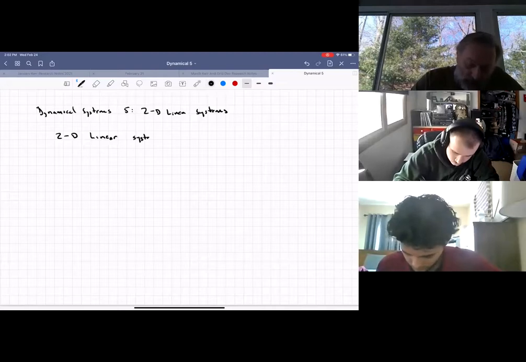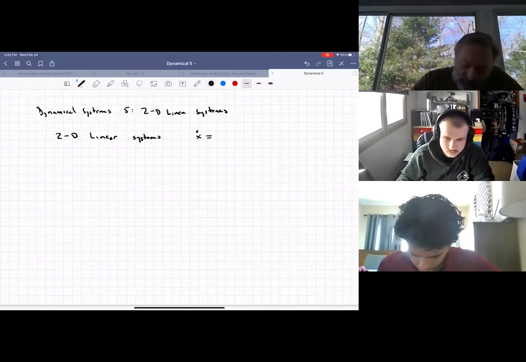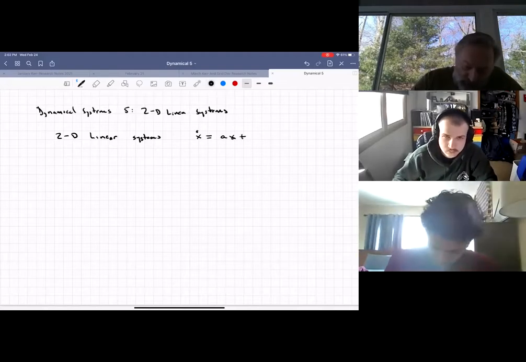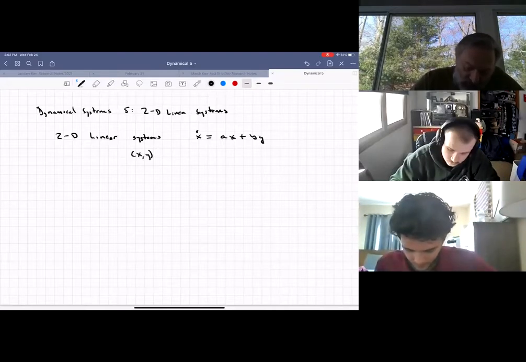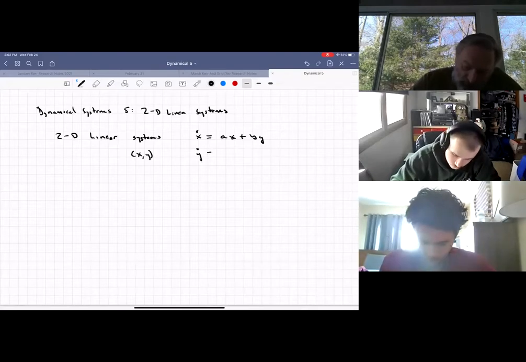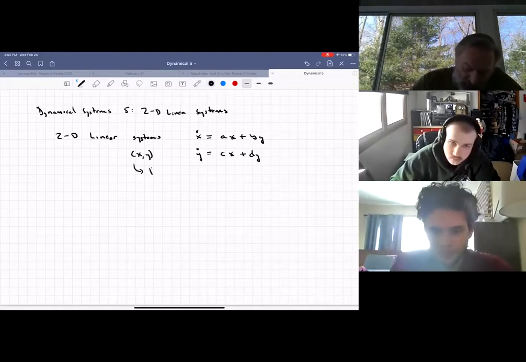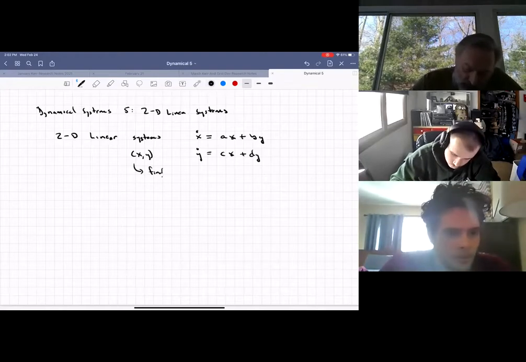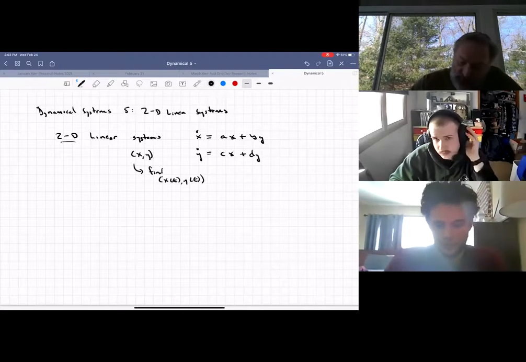So our goal is to understand two-dimensional linear systems, which are the following type of differential equations. Our goal is to find x and y. So we're trying to find a pair, x a function of t and y a function of t. So that makes it a 2D system.